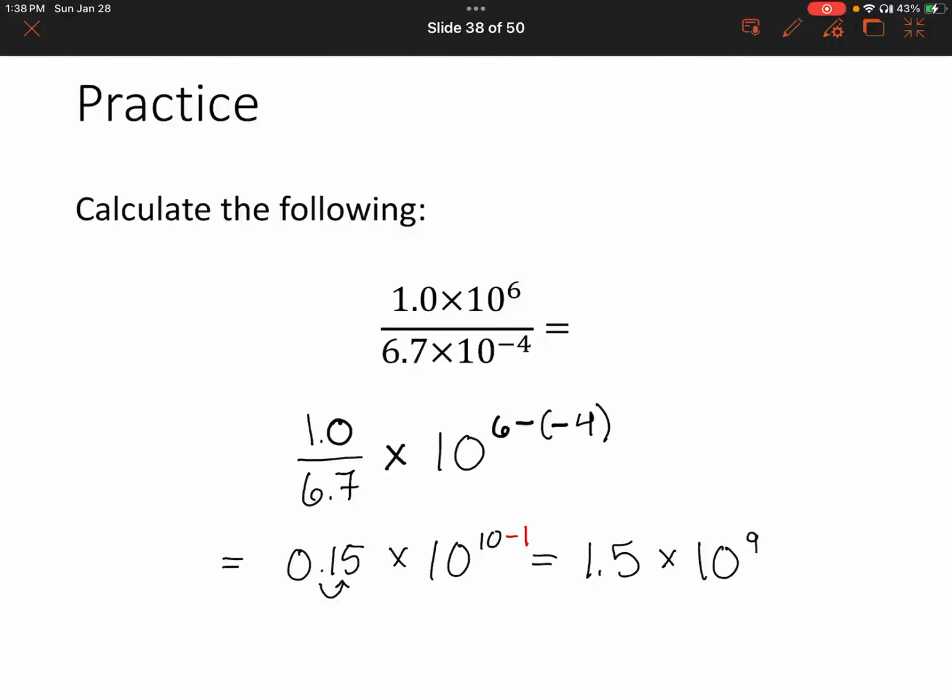So in our class, what I'll do is I will show you how to represent scientific notation on a calculator, and we'll go over that together because it is a little bit different based on whether you have a scientific calculator or a graphing calculator.